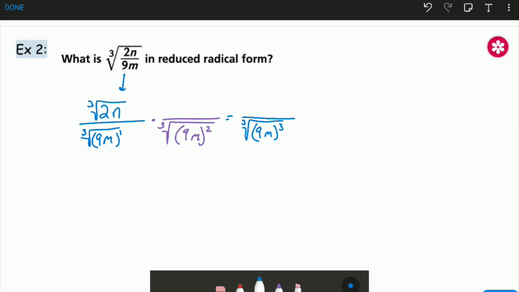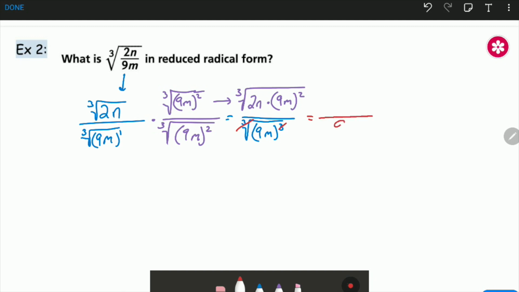But of course, just like the first problem, we have to balance it out. We can't just multiply or change the bottom all willy-nilly. So we're going to also have to multiply the top by the cube root of 9m squared. If we do this, that's going to give us, not as pretty, but it's going to give us the cube root of 2n times (9m squared) squared. Now on the bottom, it should be a perfect cube. The radical and the index are going to cancel out, giving us just 9m.